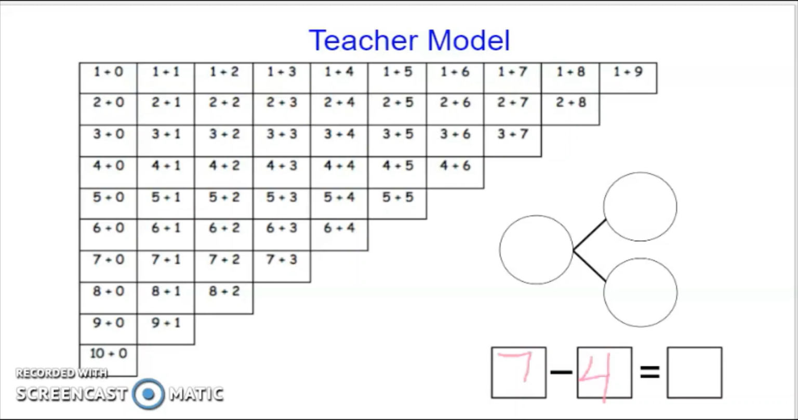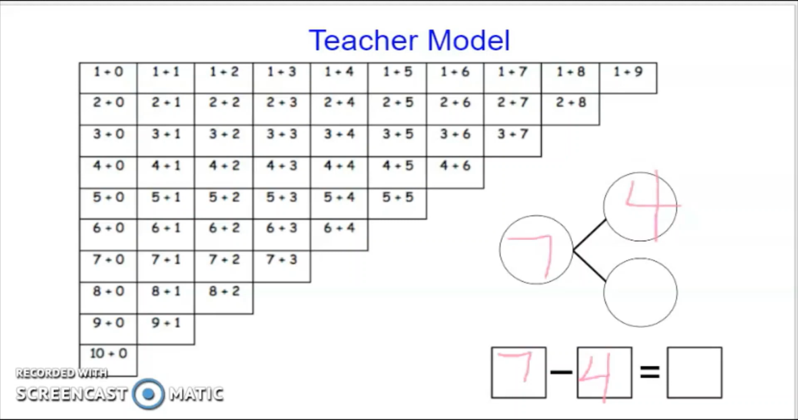Great job. Welcome back, my friends. What does the 7 represent? Great job. The 7 represents my whole or my total. My friends, what does the 4 represent? Great job. It represents one of our parts. And now we have a missing part.